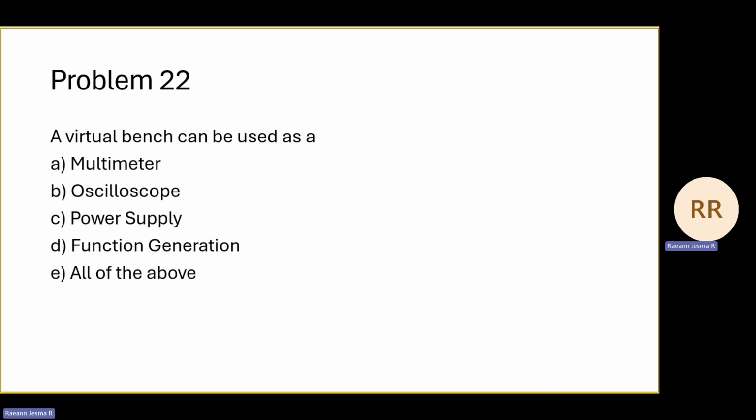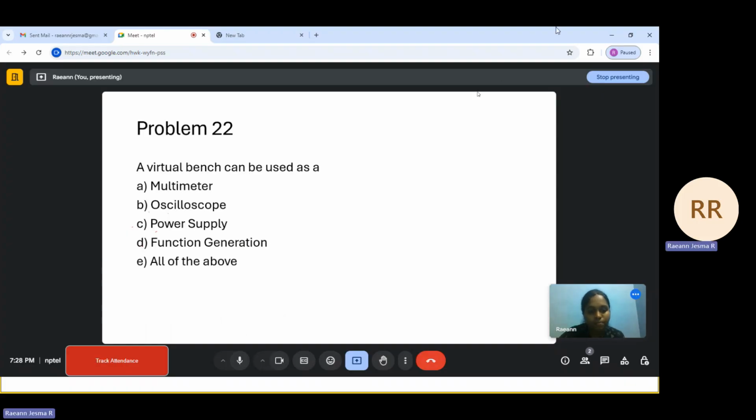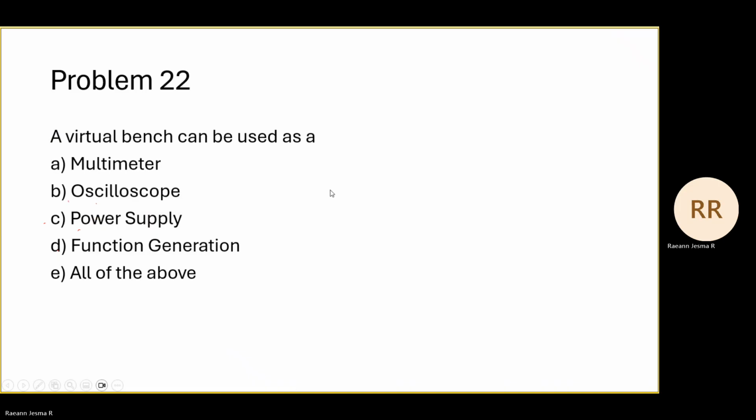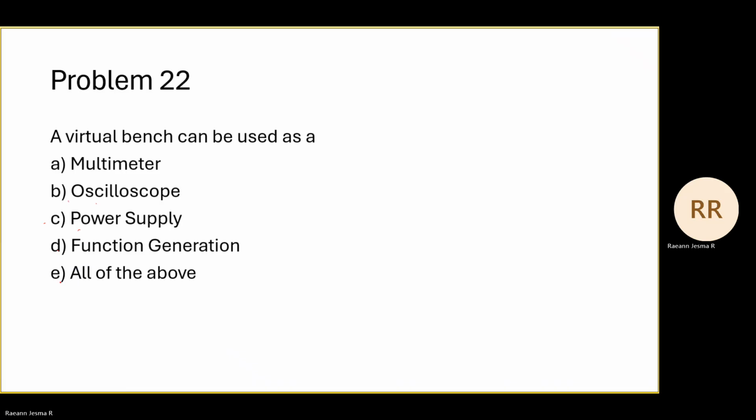Now let us move on to the next problem. A virtual bench can be used as: option A, multimeter; option B, oscilloscope; option C, power supply; option D, function generator; option E, all of the above. We already saw this in the previous question. What is the correct answer? The correct answer is option E, all of the above, because we already saw that it can work as a multimeter, oscilloscope, a DC power supply, and also as a function generator.